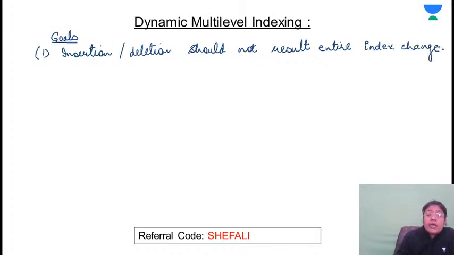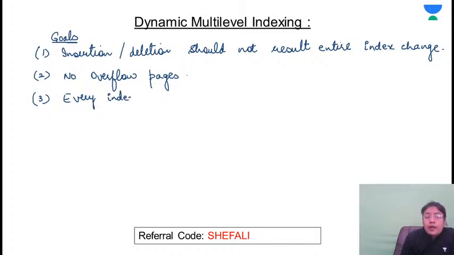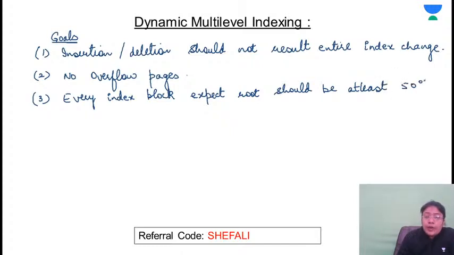Which was happening with the case of static multi-level indexing. Second goal is no overflow pages should be there. And third one is every index block should ensure some occupancy. Every index block, but we can't put this constraint on the root, except the root should be at least 50% occupied.